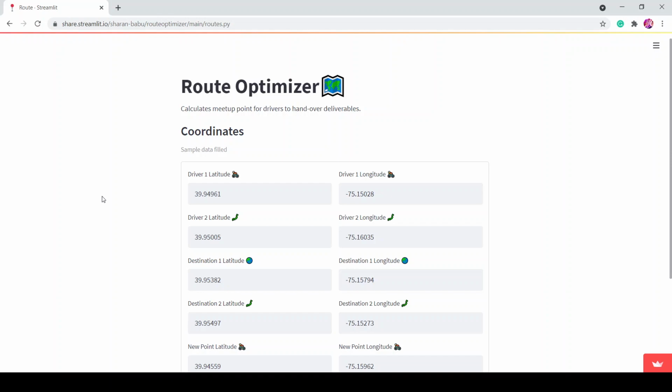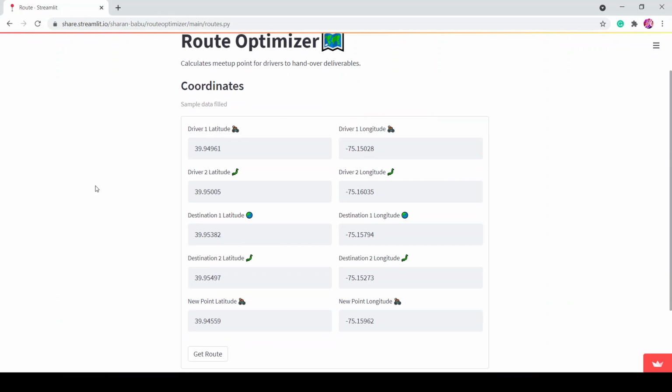Hi, this is Route Optimizer, a web application to improve routing efficiency in logistics with a dynamic routing algorithm. Now let us consider a scenario with a few drivers and destinations to reach. Fill the required coordinates. Sample coordinates have been filled here.